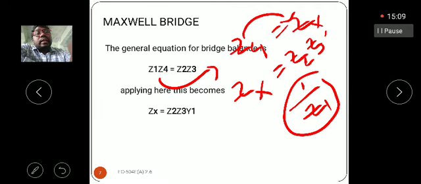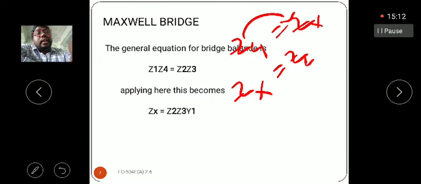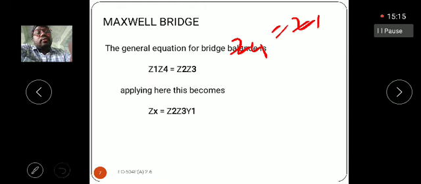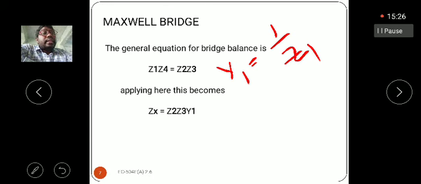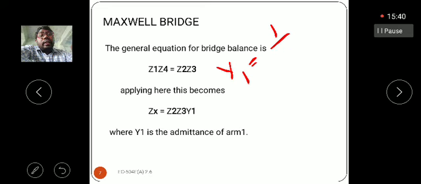Here the equation becomes Zx is equal to Z2 Z3 into Y1, because Y1 is equal to 1 by Z1. The impedance and admittance are inversely proportional to each other. Then Zx is equal to Z2 Z3 into Y1, and here Y1 is the admittance of arm 1. And this is the bridge circuit.